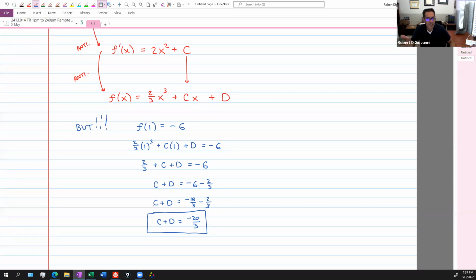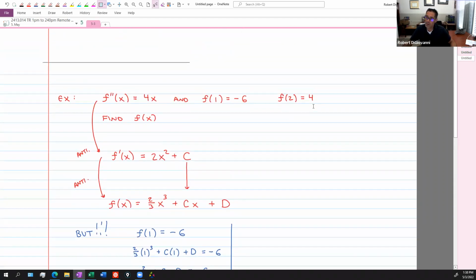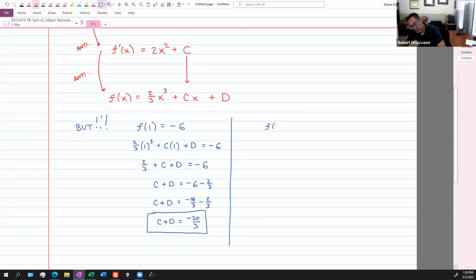So how am I going to figure out what c and d are? Well, I've only used one of the two pieces of information I have, right? The other piece of information is that when you plug in 2, you should get 4. So let's try that. Let's replace all the x's with 2's, and that should spit out a 4. So 2 cubed is 8, 8 times 2/3 is 16/3, plus 2c plus d equals 4.